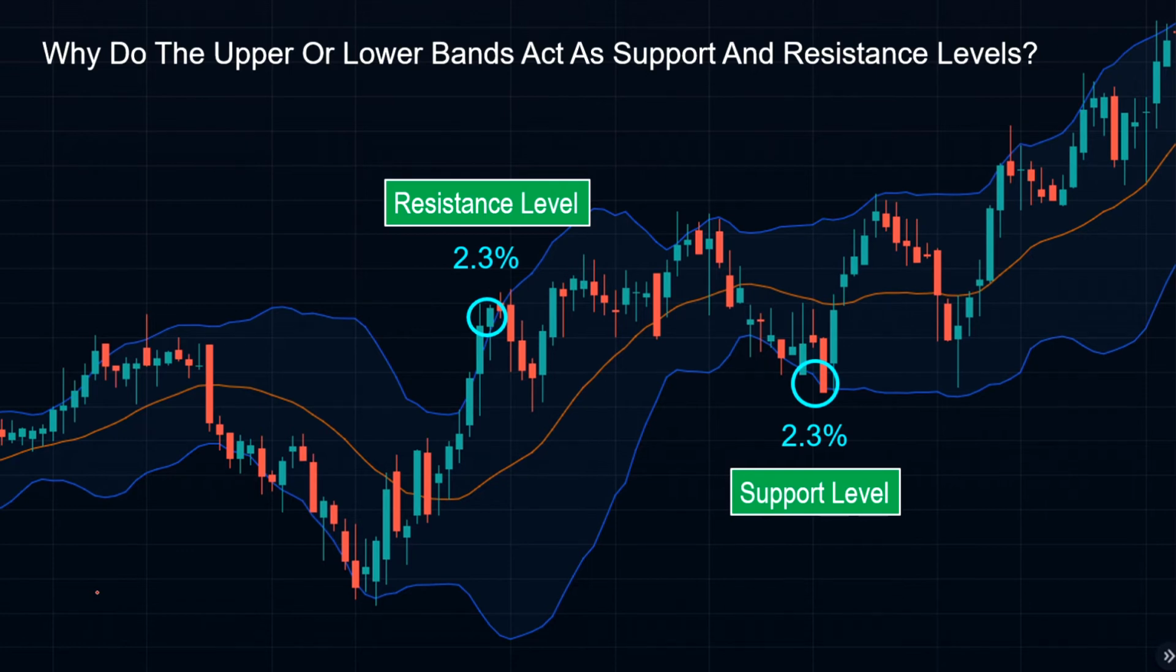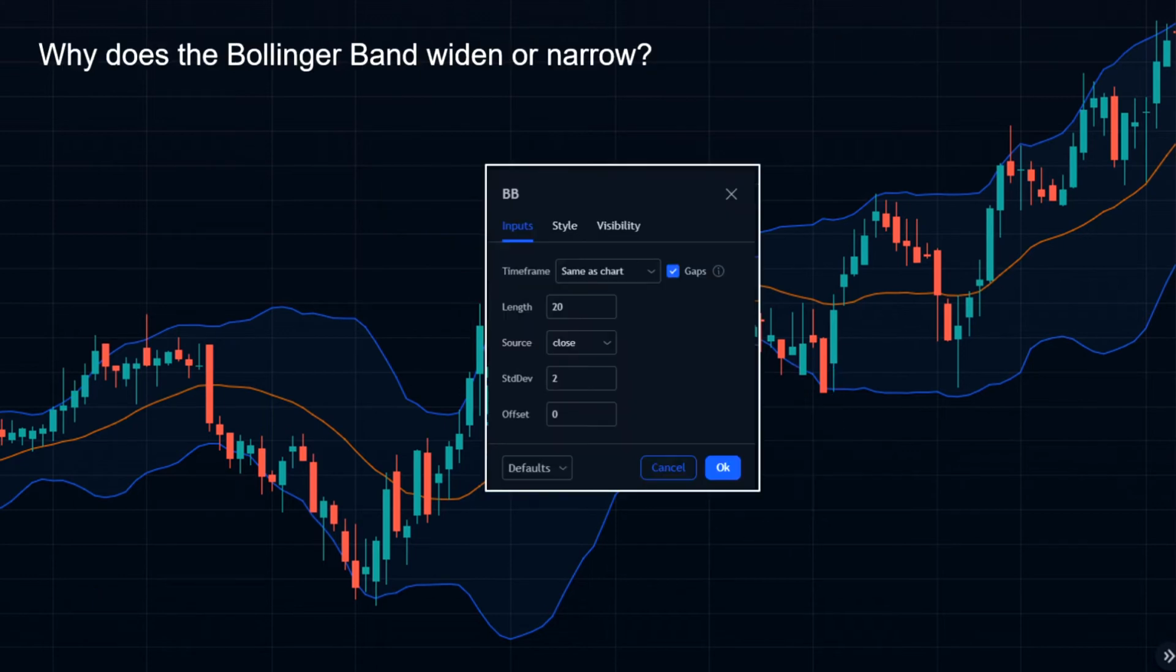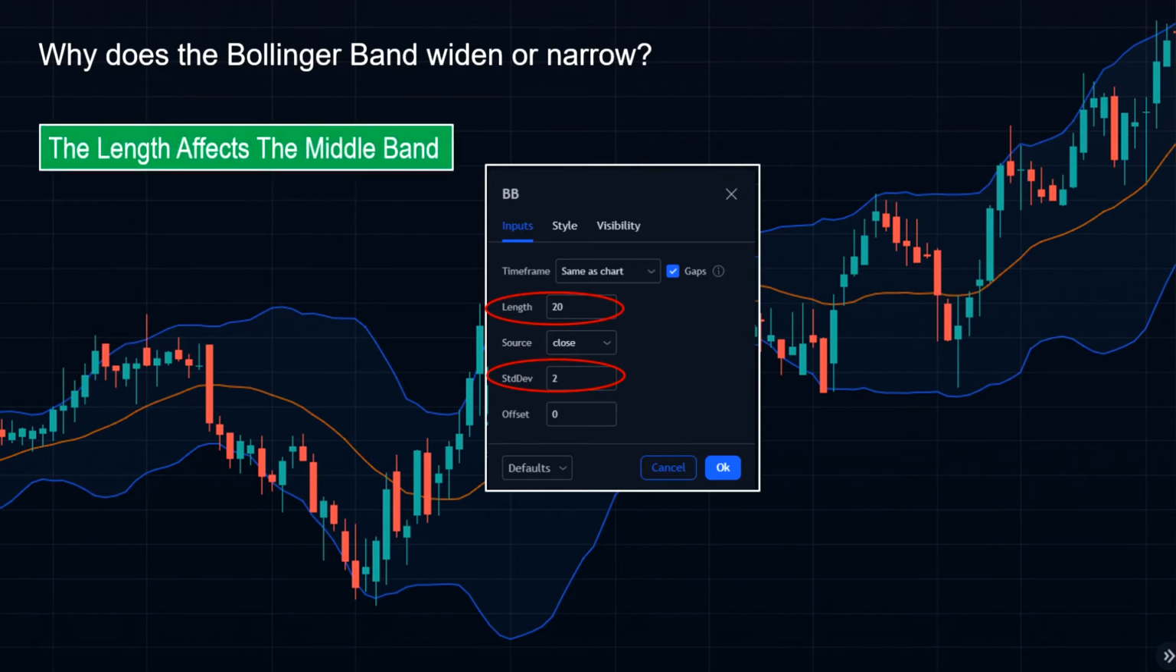Why does the Bollinger Band widen or narrow? Bollinger Bands use two key parameters, which are length and the standard deviations. As seen in this picture, the length mainly affects the middle band. The middle band represents the moving average, which is one of the most popular technical indicators. For most systems, the default length of Bollinger Band is 20, namely the 20-day moving average.